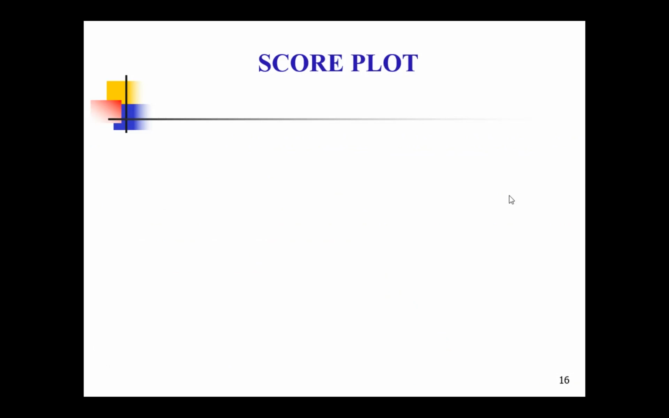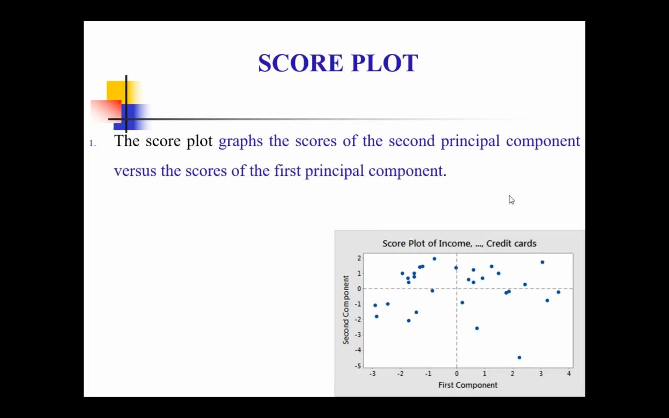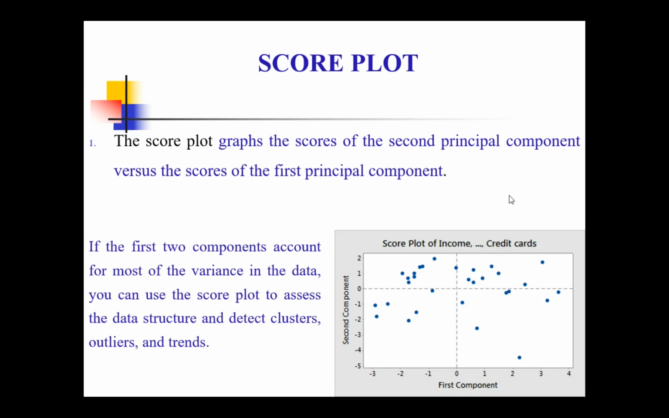Then comes the score plot. The score plot is a graph that is drawn between two principal components, that is the second principal component and the first principal component. So how much variance exists between these two principal components. This is an example of how a score plot is drawn between the first and second principal component.